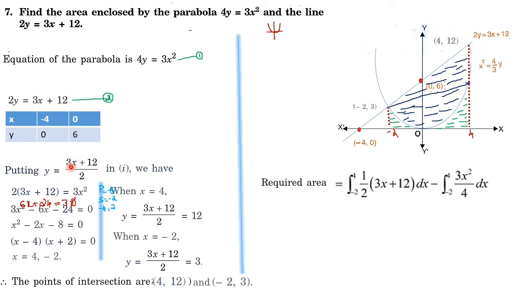1 by 2 into 3x plus 12 dx. Y is this value, 1 by 2 into 3x plus 12 dx, minus again the area under this parabola. Okay, area under this curve. That means again from minus 2 to 4, y we will calculate as 3x square by 4, so 3x square by 4 dx. From here onwards you will be able to do it.